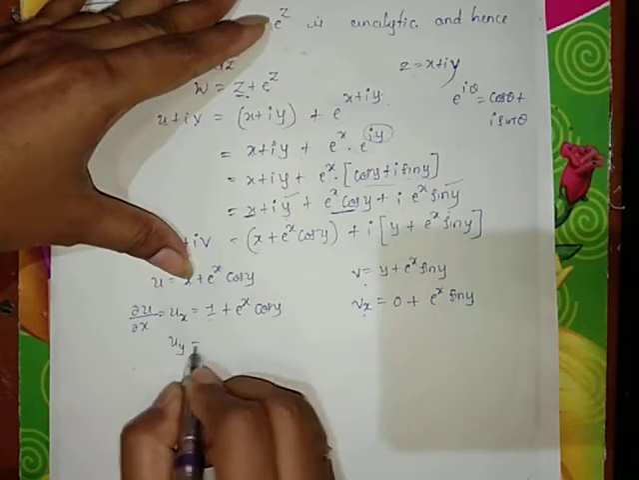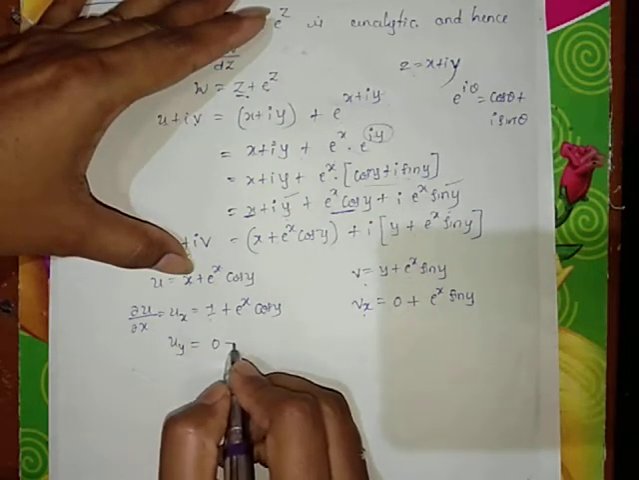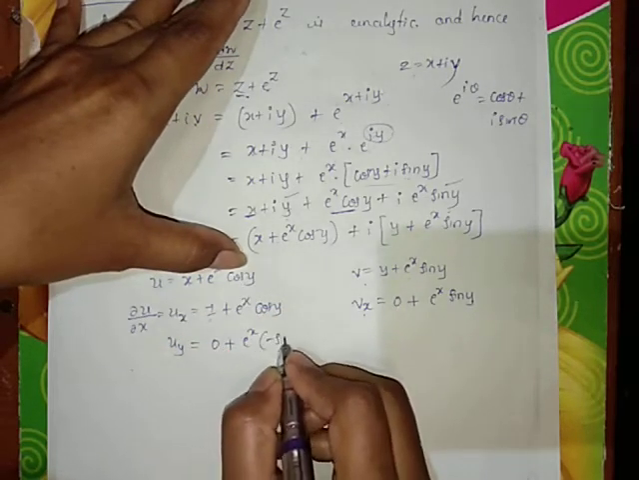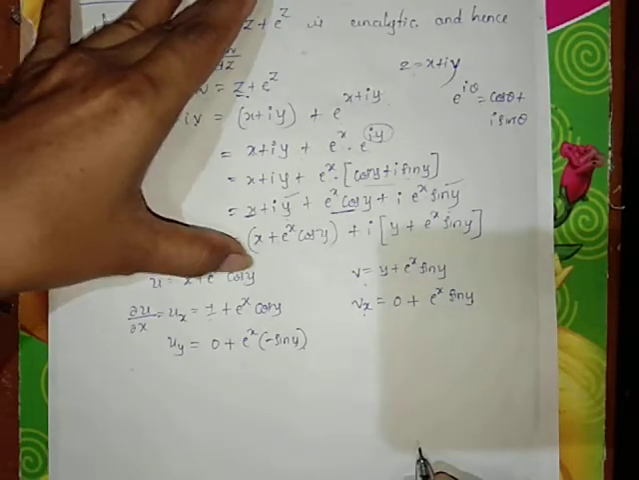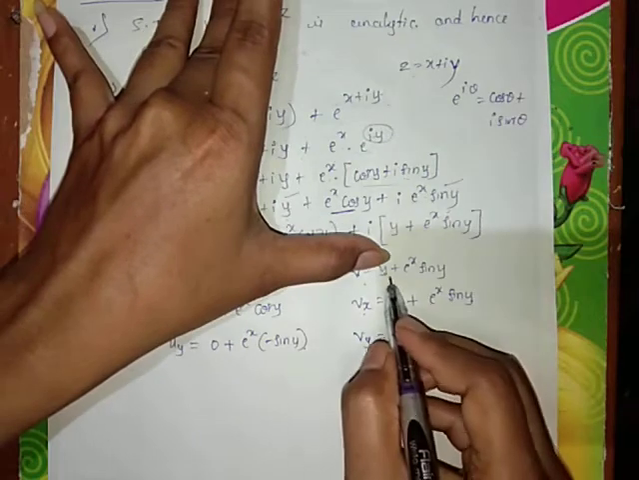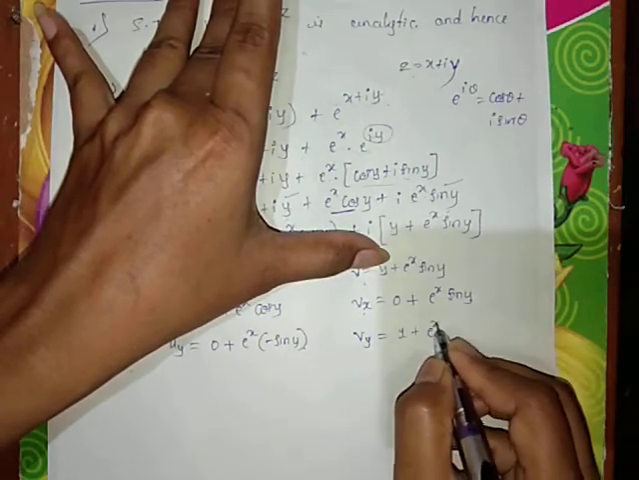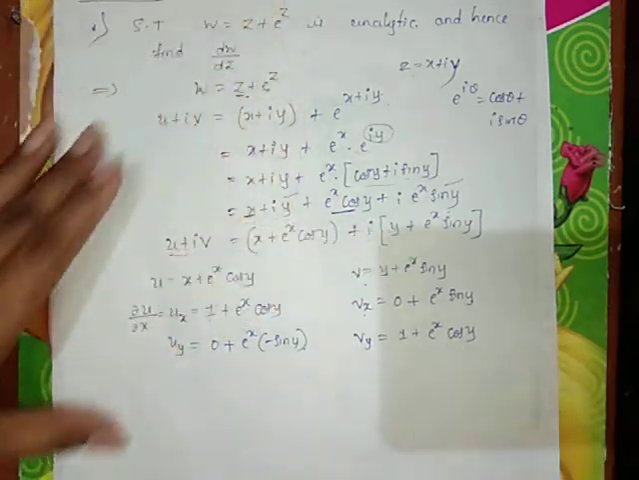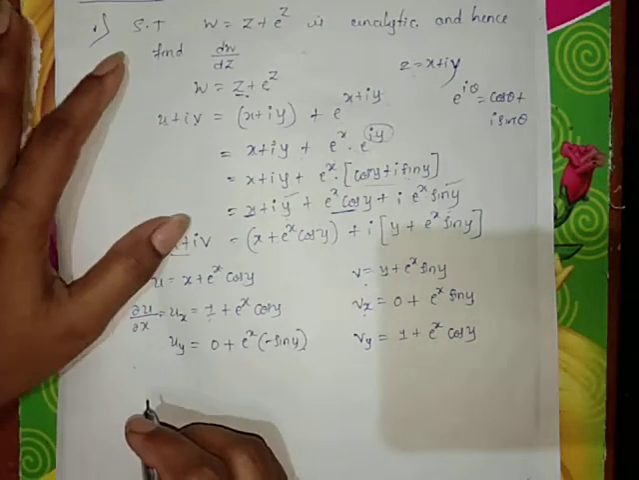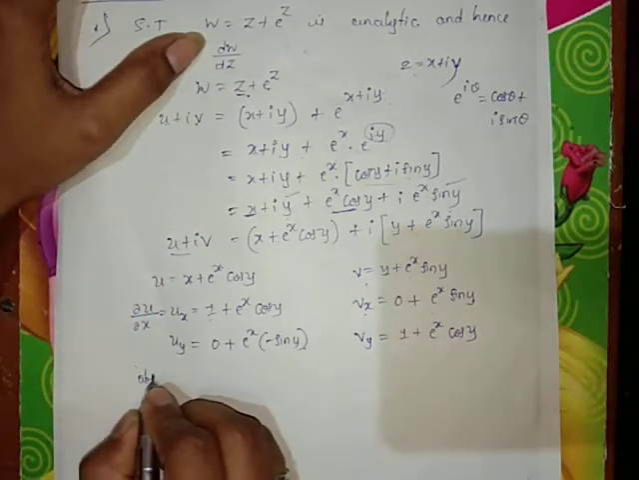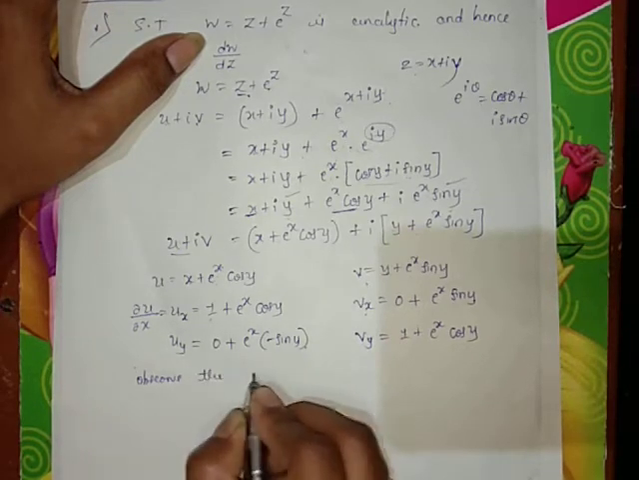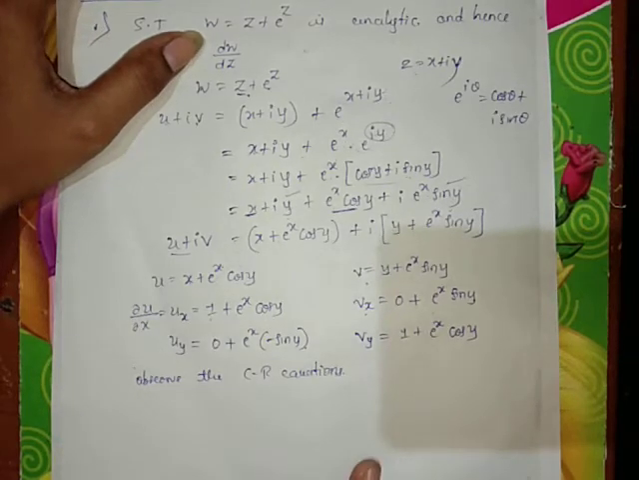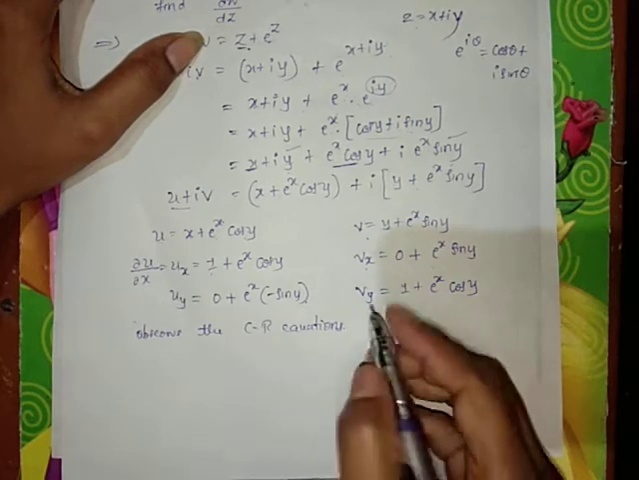Now u y equals the derivative of x, which is 0, plus e raised to x kept constant, times the derivative of cos y, which is minus sin y. Come to v y: the derivative of y is 1, plus e raised to x into the derivative of sin y, which is cos y. Now we observe the Cauchy-Riemann equations. Now we have to observe the CR equations in the Cartesian form.